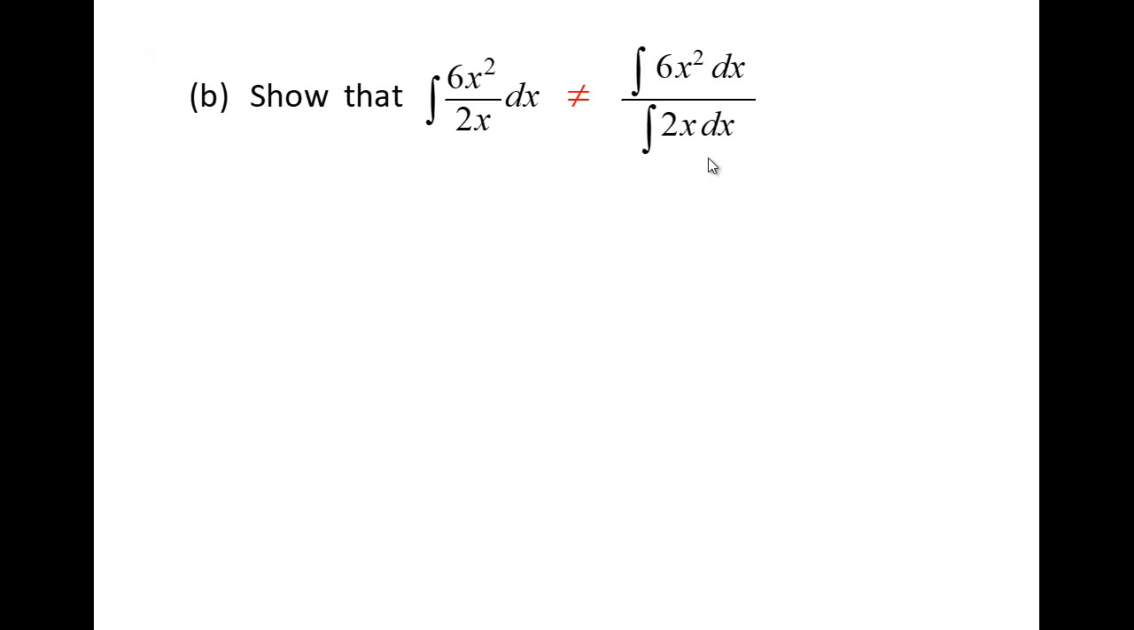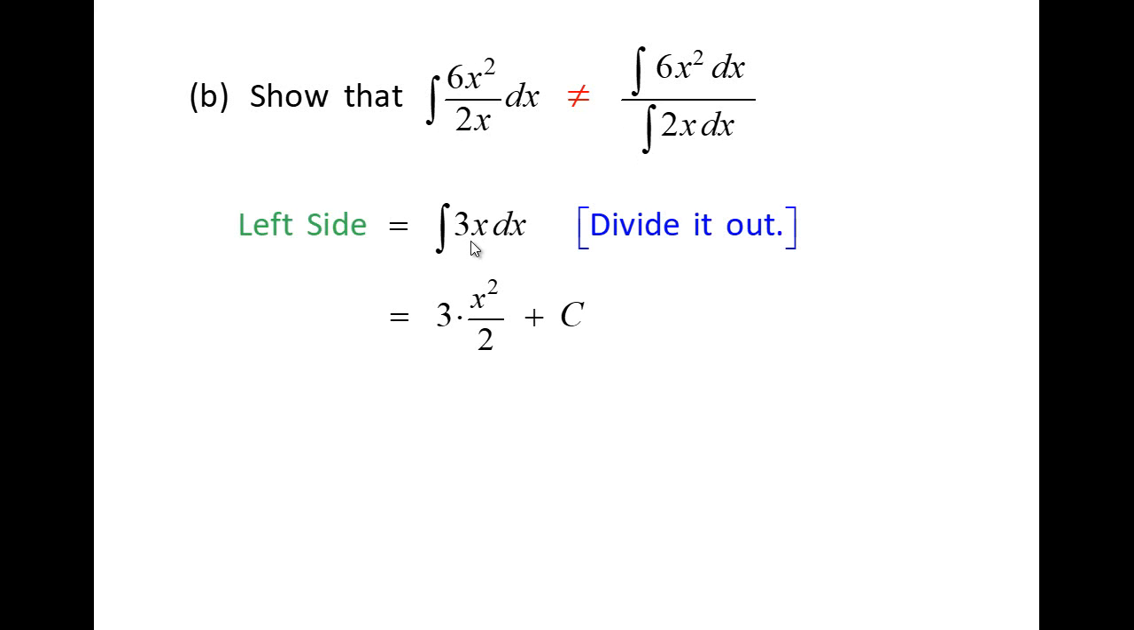Okay, so another thing is that if I have a ratio in my integrand, then I cannot take the integral separately. So the integral of a ratio is not the same as the integral of the numerator over the integral of the denominator. So again, here on the left hand side I have 3x, and the integral of that is 3/2 x squared plus c.